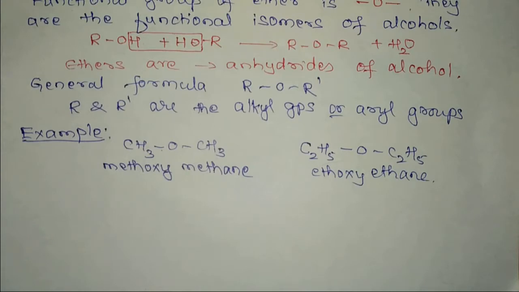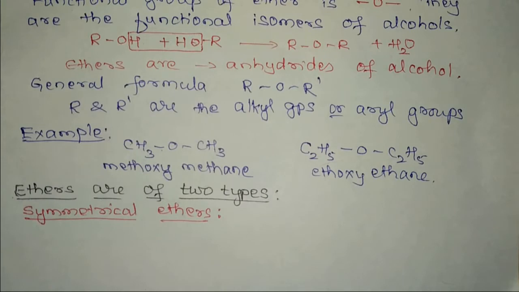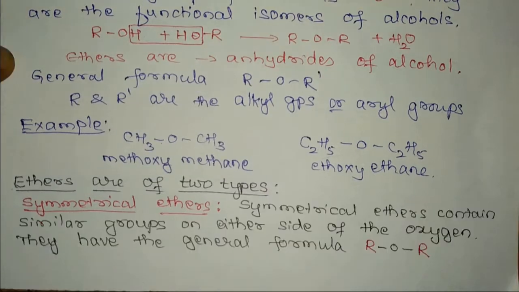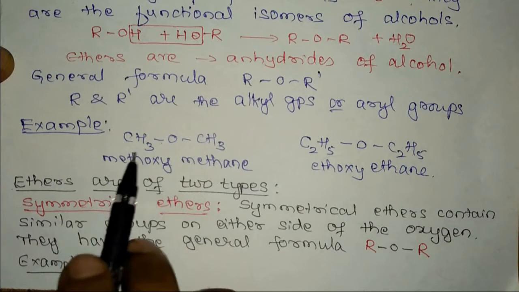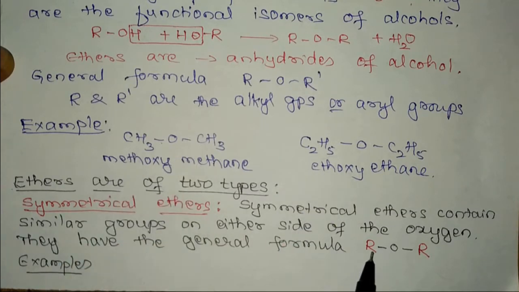Ethers are of two types. One is symmetrical ethers, another is unsymmetrical ethers. Symmetrical ethers are those ethers which contain similar groups on either side of oxygen. They are represented by the general formula ROR. As they have the general formula ROR, it means both are the same. Here the hydrocarbons attached to the oxygen atom are the same.